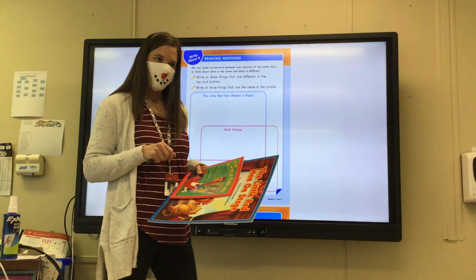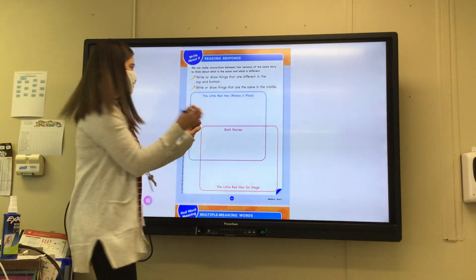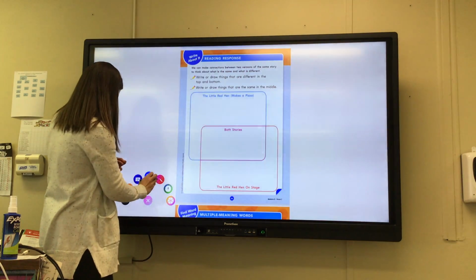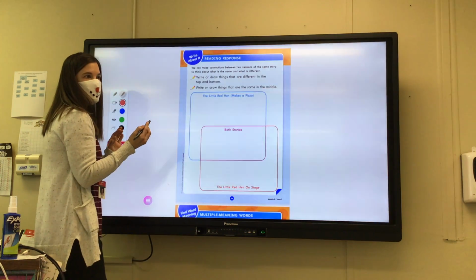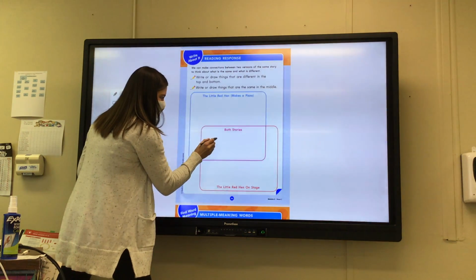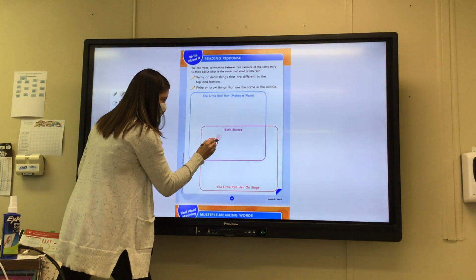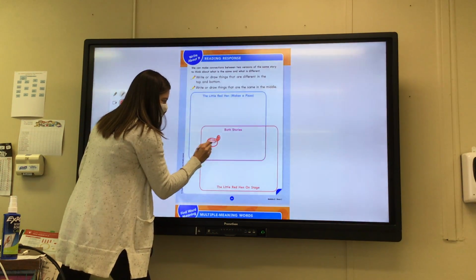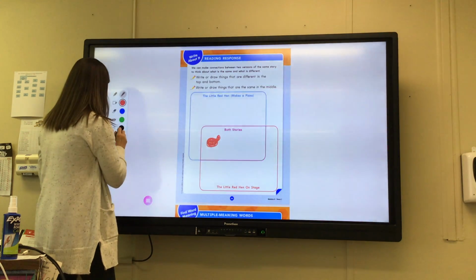Yes. About Little Red Hen. Little Red Hen was the same, yes. So in the middle, we both have Little Red Hen in both. So let me move this over here. Can we try to go in there? We can draw a little hen. You want to draw a little hen? The best you can. Draw a little red hen. Make her a little bit small because we're going to come up with a couple things that are the same.